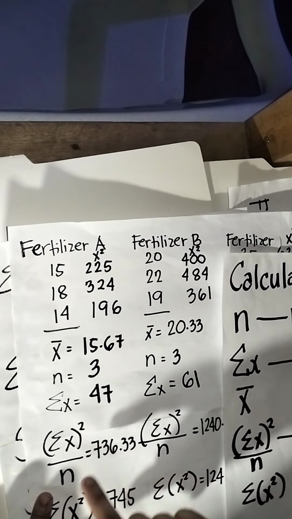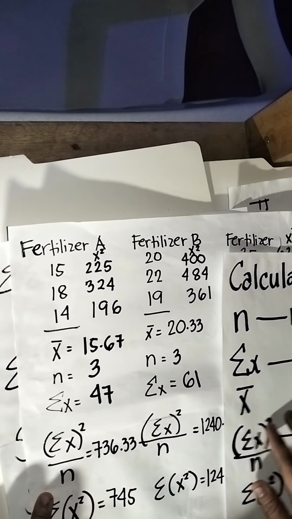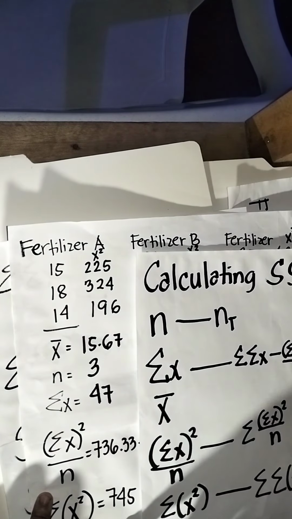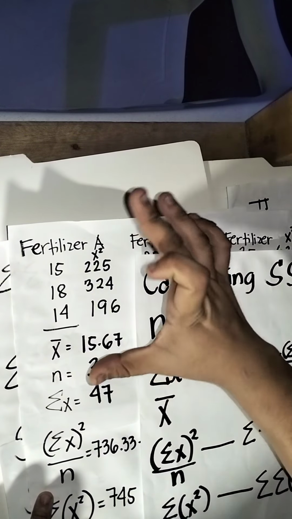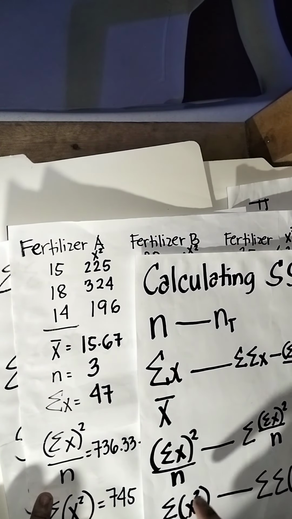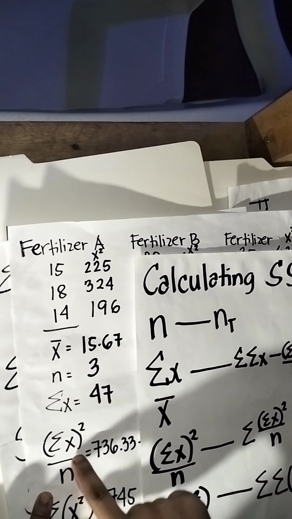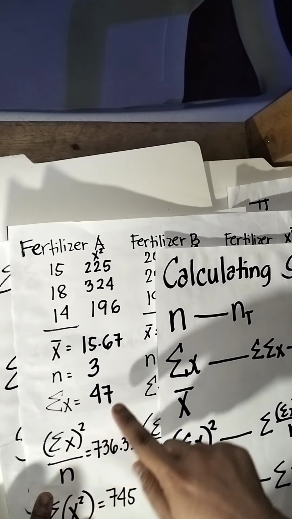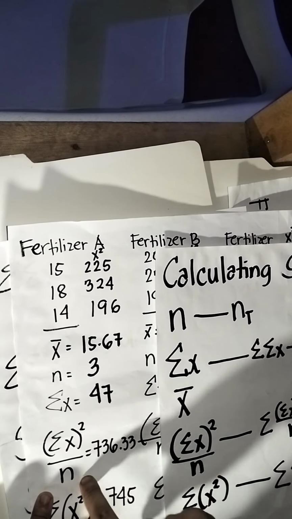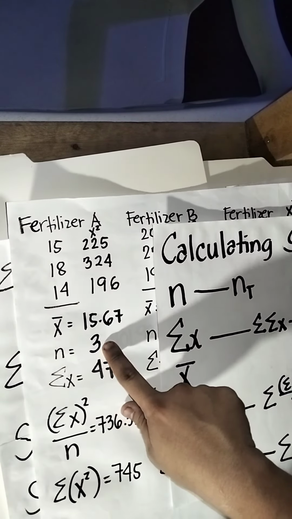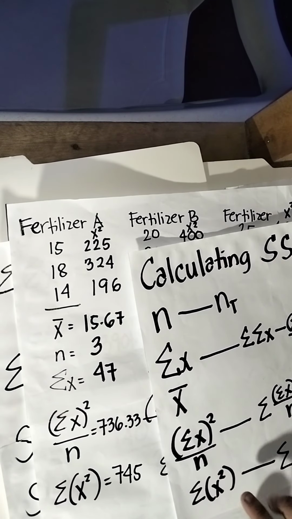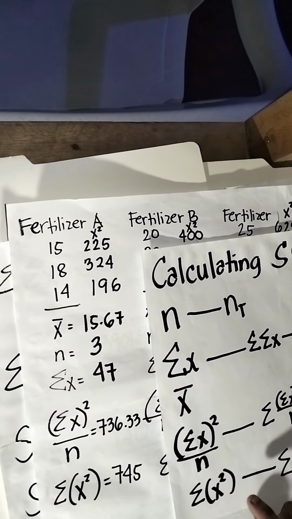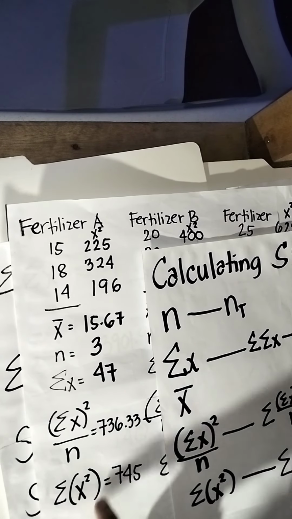Okay, now, do we have our n? Yes, we have a 3n, fertilizer A. Remember ha, this is just for fertilizer A data. So, we have the summation of x. Pila to summation of x? We have 47 divided by n, which is 3. So, pila yung result? We have 73.33.